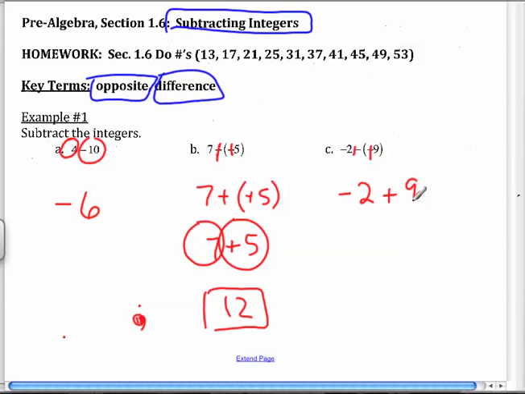How many numbers do I have, Ross? 2. What are they? Negative 2 and positive 9. When I add them together, what do I get, Kintara? 7, and I'm done. All right? Problem simplified. Thank you, guys. Next example.